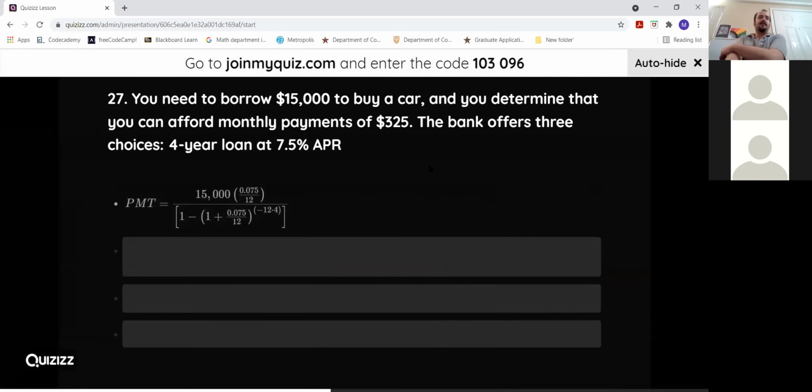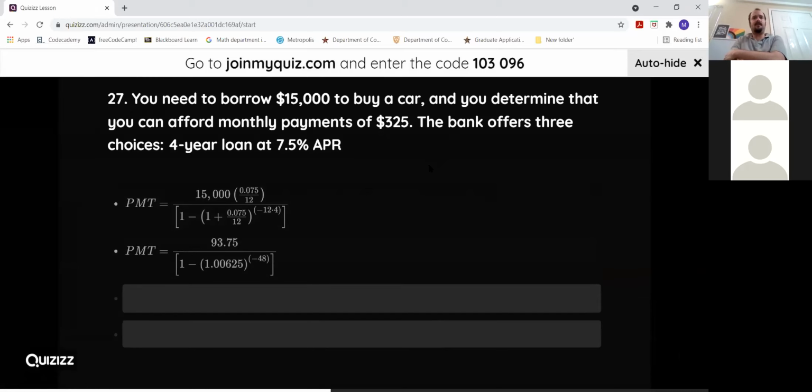Okay, so if we do 15K, and now we're changing the APR to 7.5 instead of 7%. If you write these things out, sometimes it's easy to make the little adjustments you need. Now we're doing 4 years, so I think that's what changed from the previous one.